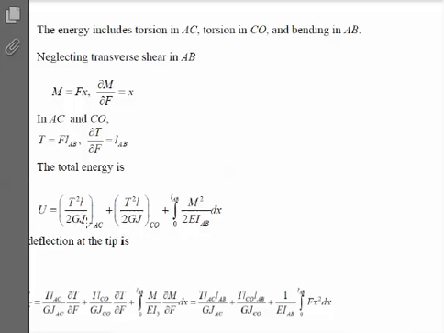Go back and look that up. Okay, I'm sorry, that's our energy, and we wrote that earlier. Go back and look it up. But this is region AC.